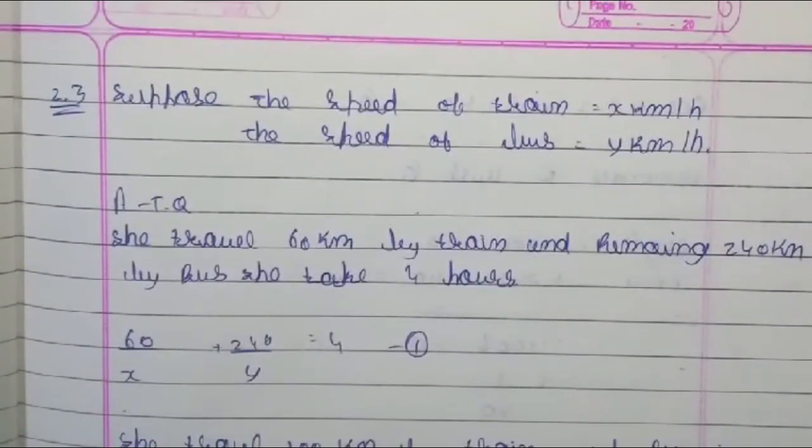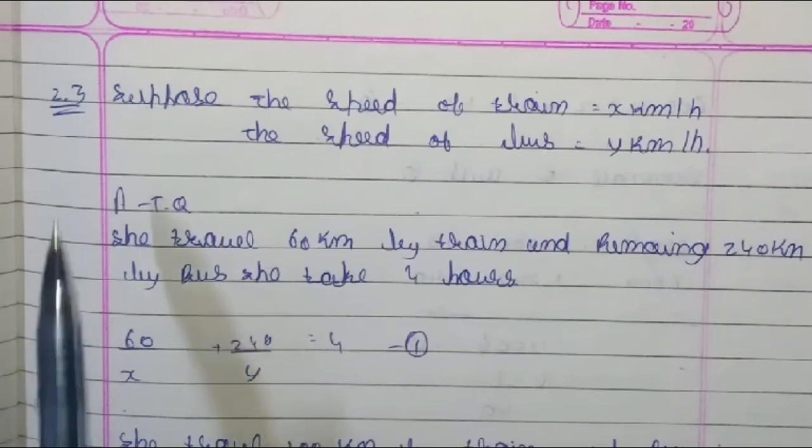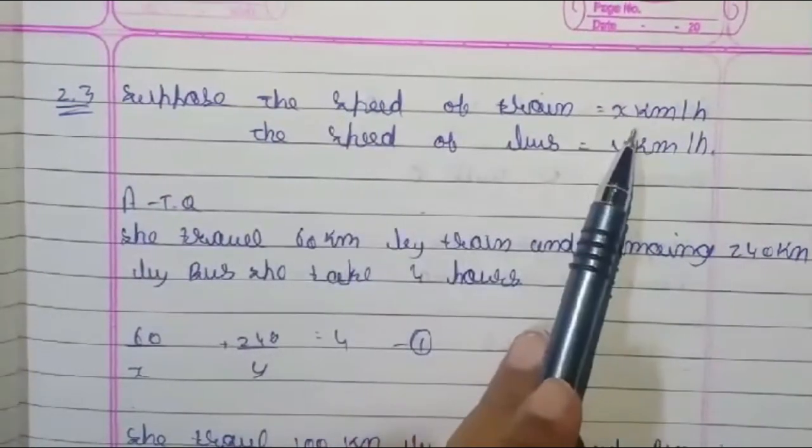Now question number 2, third one. Ruhi travels 300 km to her home partly by train and partly by bus. She takes 4 hours. If she travels 60 km by the train and remaining by the bus, and if she travels 100 km by train and remaining by bus, she takes 10 minutes longer. Find the speed of the train and bus separately. For this we have to start.